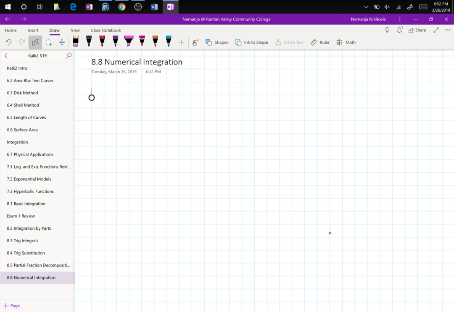This is used for definite integrals, right? Because we are looking for area under the curve, and that's definite integrals. And that in your later studies is going to translate into whatever application you're using it for.